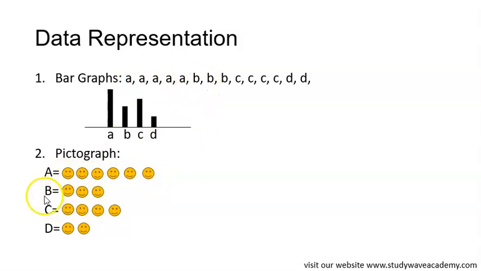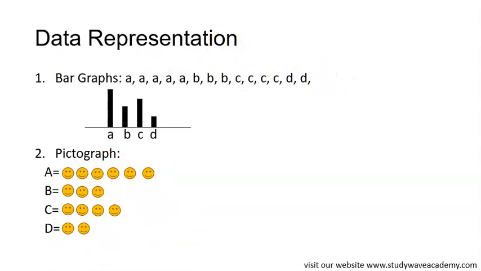B is equals to 3. You put 3 smiley faces. C is equals to 4. 4 smiley faces. D is equals to 2. Okay, so we can see we have arranged it, right? And it looks more presentable than this scattered form.